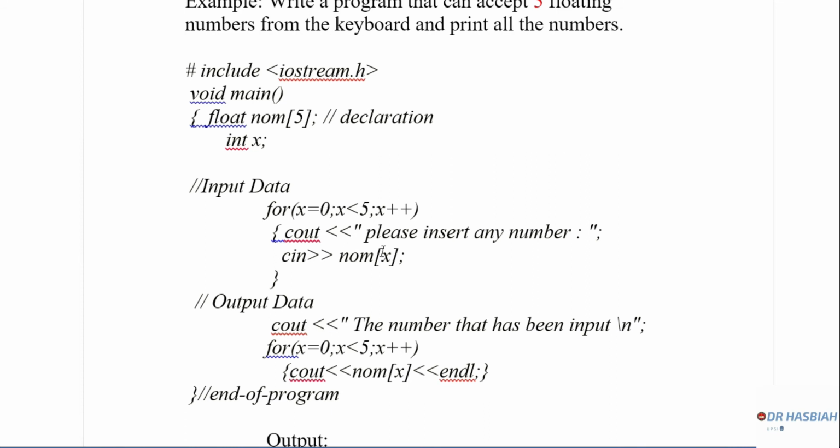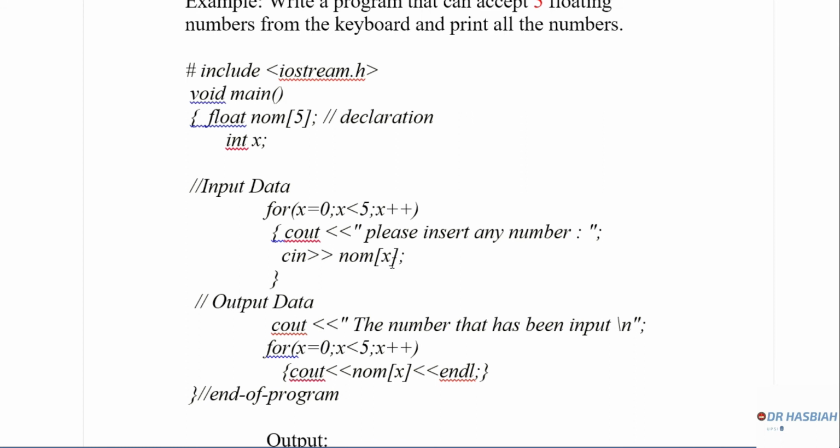If x is 0, so nom 0, nom 1, until nom 4. But if I just put cin nom x, sometimes the user does not know what they are going to do. So I put the cout statement here: please insert any number. So when the cursor is blinking here, the user can input any number, maybe 1, 2 or 3. Please insert any number, cin number, so you can put any number.